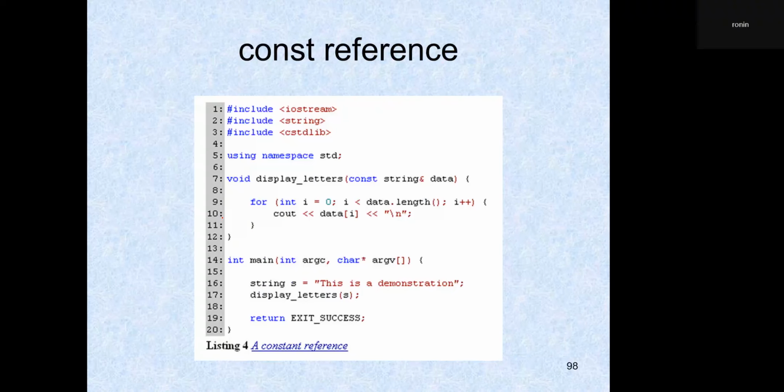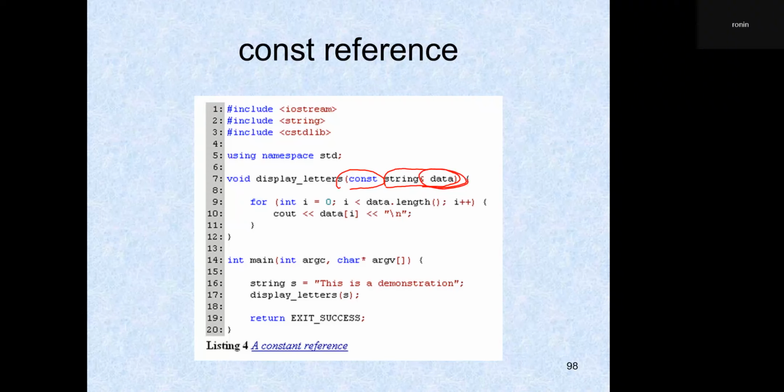If you want to pass by reference and you wouldn't change the original value in your function, we can use const. We use const to describe the parameter, so you cannot change this original value. Otherwise, it will cause a compile error.